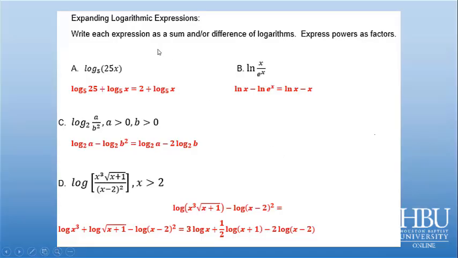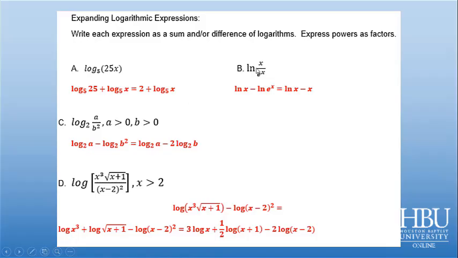Two skills that are important when working with logarithms are the ability to expand logarithmic expressions and to condense them. Here we're asked to write each expression as a sum or difference of logarithms and express powers as factors. The logarithm of 25 times x to base 5 would be the sum of the logs, the log of 25 plus the log of x to base 5. And of course, the log of 25 to base 5 is just 2, because 5 squared is 25. So this simplifies to 2 plus the log of x to base 5.